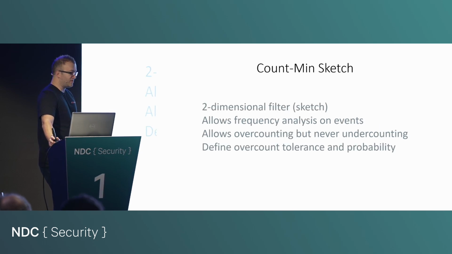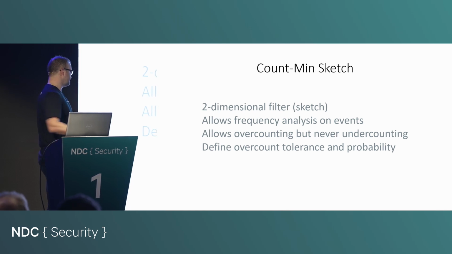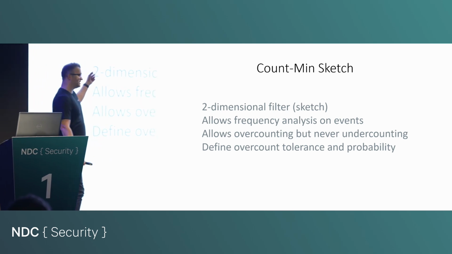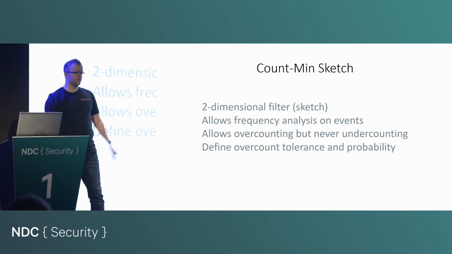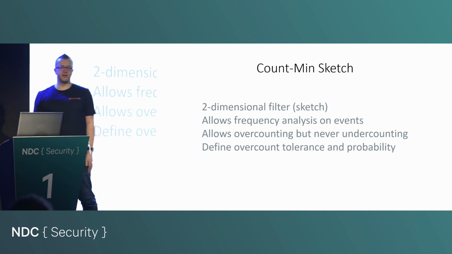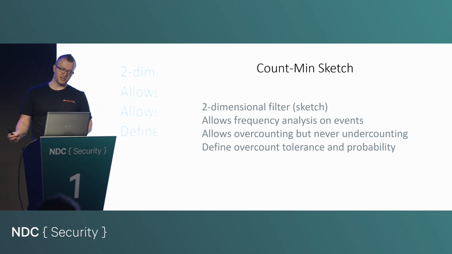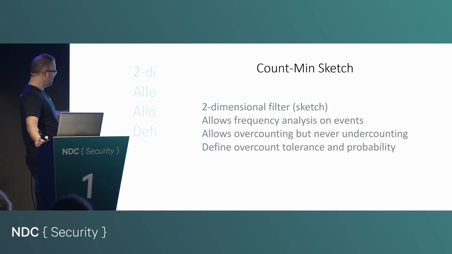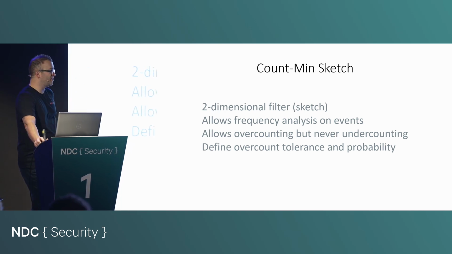I also wrote a post recently about something called a countmin sketch. Now, this is very interesting. We're not actually using this for anything production-wise yet, but it's basically just a two-dimensional Bloom filter. So obviously the one we showed earlier was only a single dimension on the array. Now we're looking at a two-dimensional filter, which we call a sketch, instead of a filter. And it allows frequency analysis on events, but very accurate frequency analysis on events.